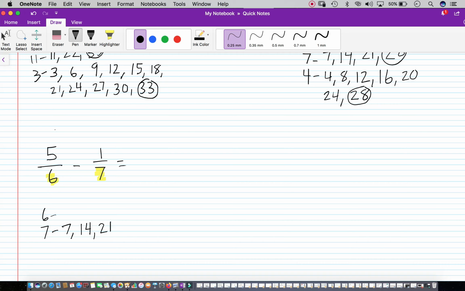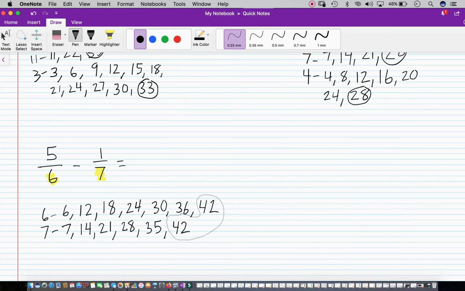Now let's go to our 6. 6 times 1 is 6. 6 times 2 is 12. Let's go to our 7s. 7 times 4 is 28. 7 times 5 is 35. Now for our 6s: 6 times 5 is 30. 6 times 6 is 36. 6 times 7 is 42. So our common denominator would be 42.